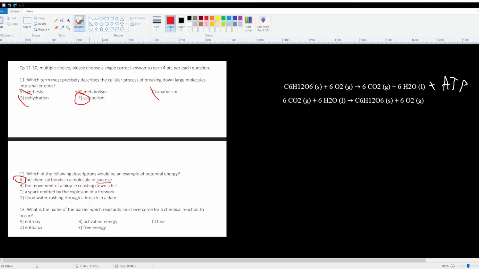I'm not too sure. So anyway, moving on to number 13. What is the name of the barrier which reactants must overcome for a chemical reaction to occur? That of course is activation energy. So look at these terms, right?